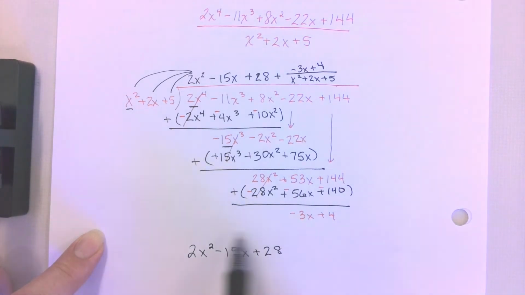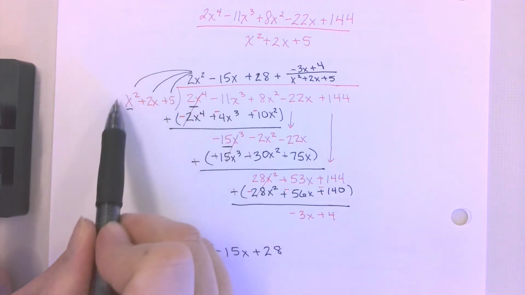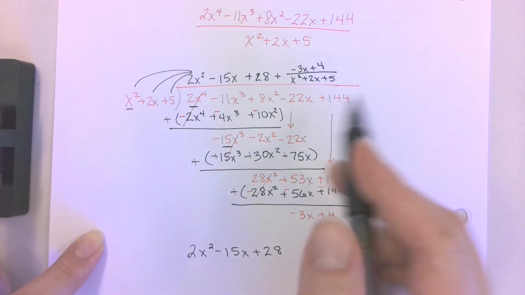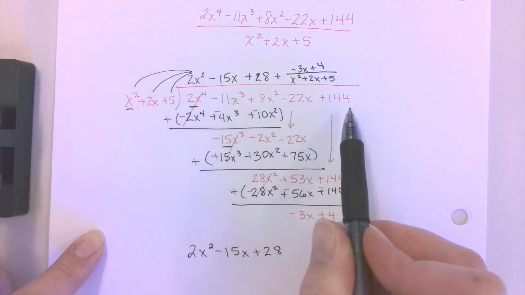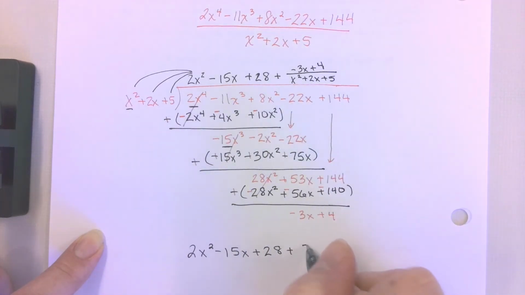If I take this trinomial times my divisor, and then I add on the negative 3x plus 4, I will be back to my original dividend. So here's my remainder. Again, you always want to make sure you add on the remainder. Even though my first term is negative, I don't want the negative to go here because it does not distribute.